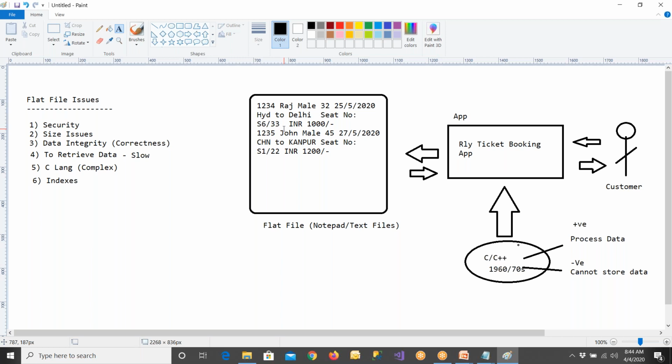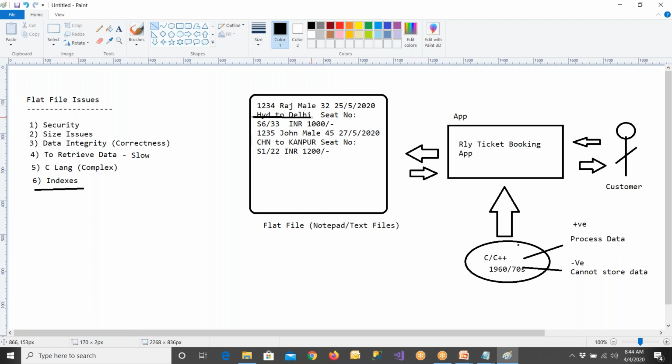If I don't have any clue, I have to read row by row. Is it Hyderabad data? Is it Hyderabad data? I have to read row by row, row by row. I have a couple of files, and each file again has a couple of rows of data. So reading row by row is very, very difficult because you don't have any indexes. Where is the data stored for Hyderabad and Delhi?